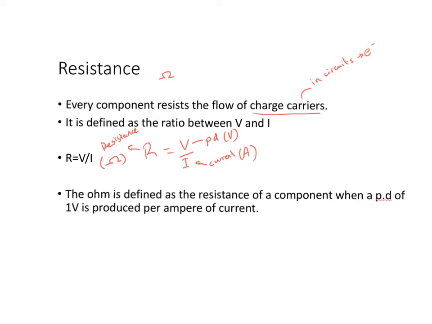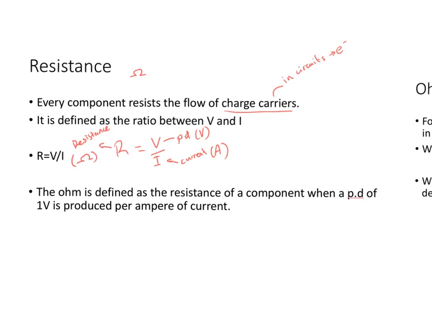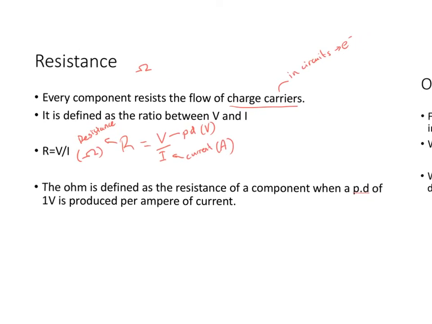You also need to know the definition of the unit ohm, just like we talked about knowing the definitions of potential difference, current, amps, voltage, and coulombs. The ohm is defined as the resistance of a component when 1 volt is produced per ampere. So you have 1 volt per 1 ampere, or 1 ohm is equal to 1 volt ampere to the minus 1.